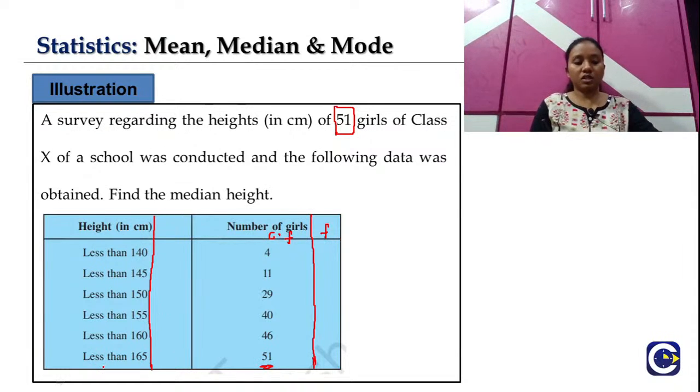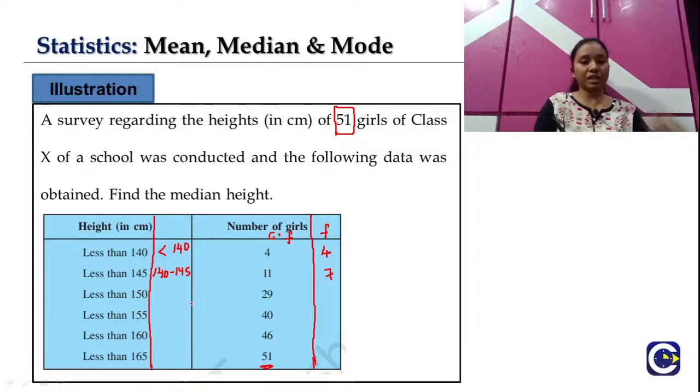So let's find the frequency here. Here we can see less than 140, 4 girls, which means here frequency will be 4. So here we can directly take less than 140. Now here they have given less than 145, which means it has included this 140 also. So if I want to break this from 140 to 145, then my frequency in this interval will be 11 minus 4, which is 7. Right, so same way we can break the next interval also. Less than 150, so I can break it again from 145 to 150. Like here I can break it from 150 to 155, here 155 to 160, and here 160 to 165.